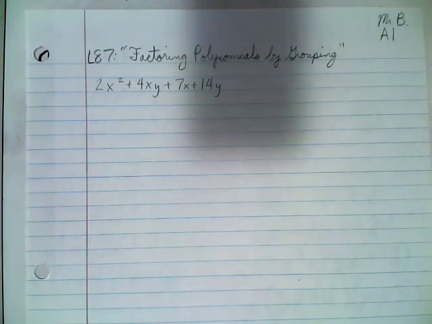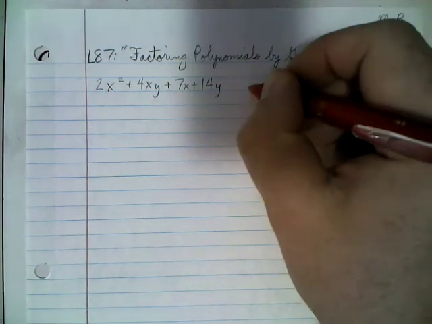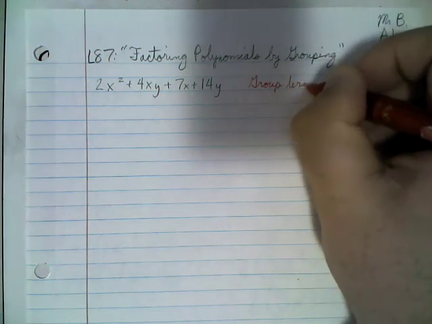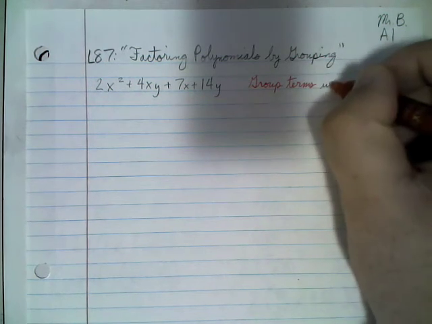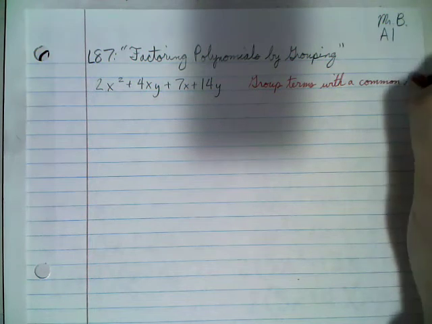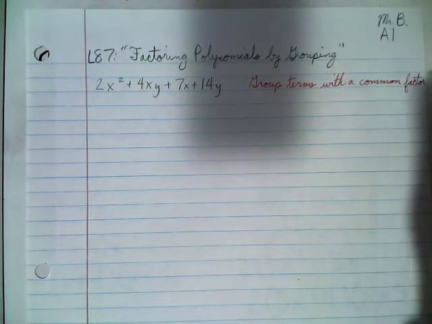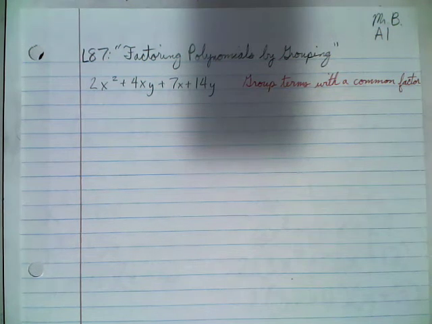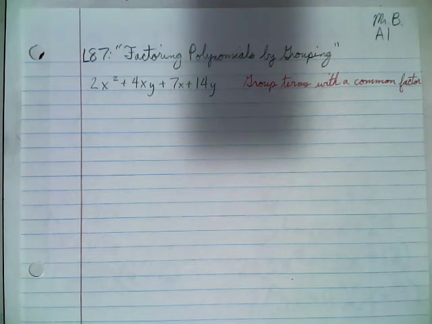And so for this method, what we're looking for is we want to start by grouping terms. So we're going to group terms with a common factor. Now, sometimes when we look at the problem, this is just going to be something we conceptually do. We're going to be all set to go. We won't have to do anything else. Sometimes this will mean we need to rewrite the problem. In this case, we actually could be just all set to go.